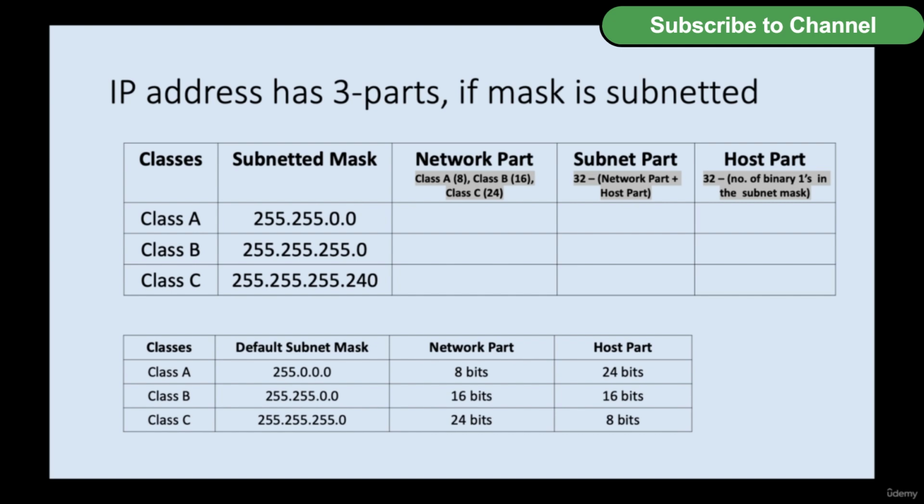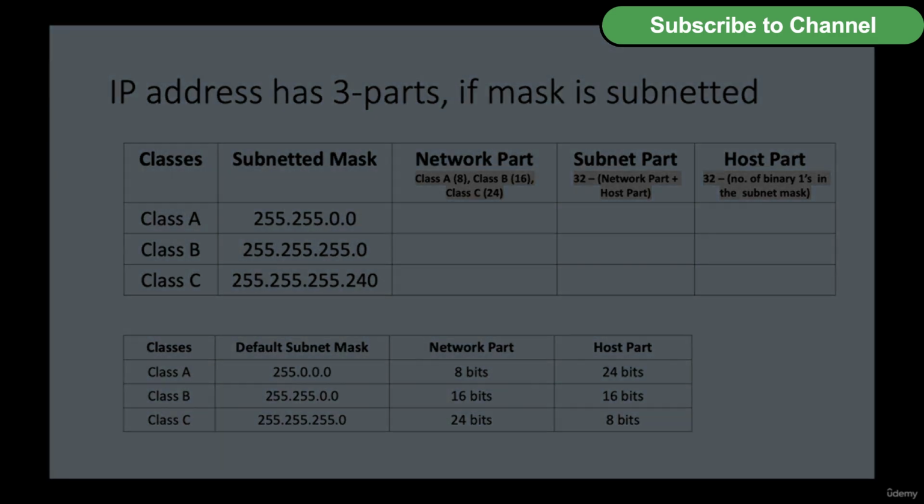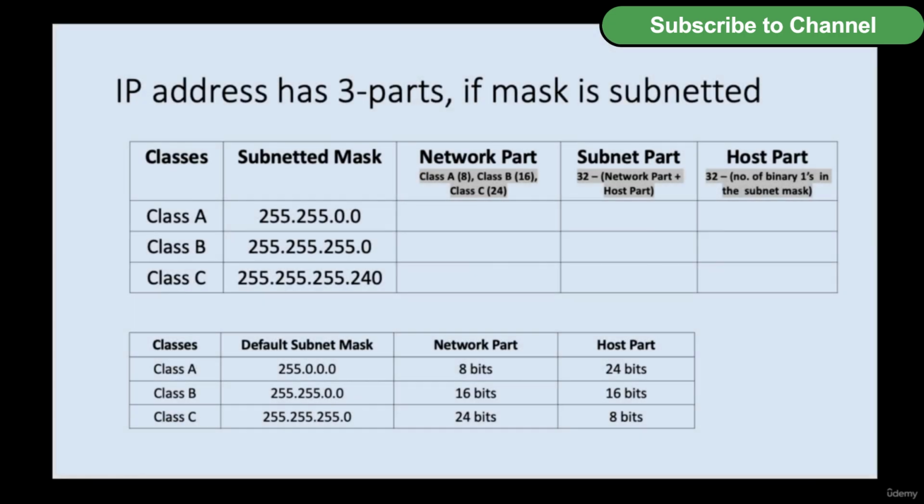Moreover, the sizes of both parts of each class are also shown. You are required to remember this information to progress in the course. Now come back to the topic of this slide. Assume we are given an IP address of class A and its subnet mask is 255.255.0.0, which is obviously not a default subnet mask. The default subnet mask of class A can be seen in the table given below.